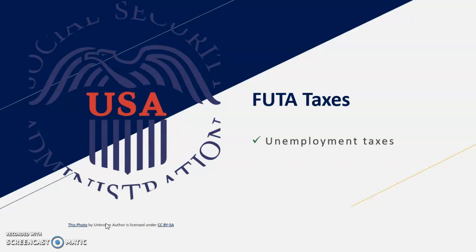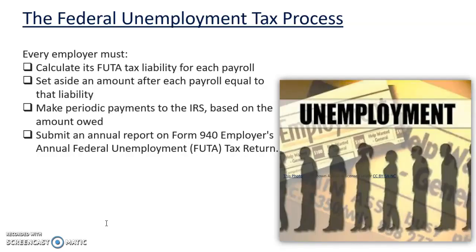Every employer must calculate the FUTA tax liability for each payroll, set aside an amount after each payroll equal to that liability, make periodic payments to the IRS based on the amount owed, and submit an annual report on Form 940, Employer's Annual Federal Unemployment Tax Return. Also, employers must pay FUTA taxes. However, FUTA and SUTA tax rates are not the same.